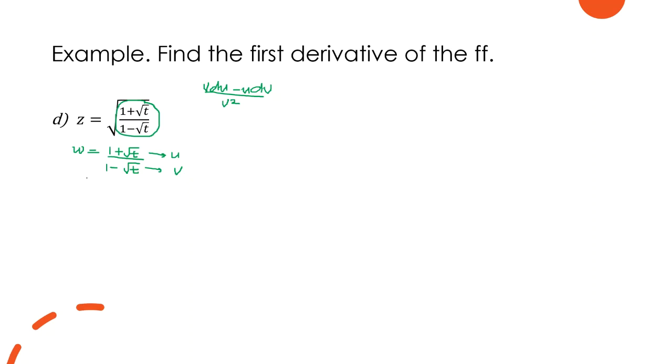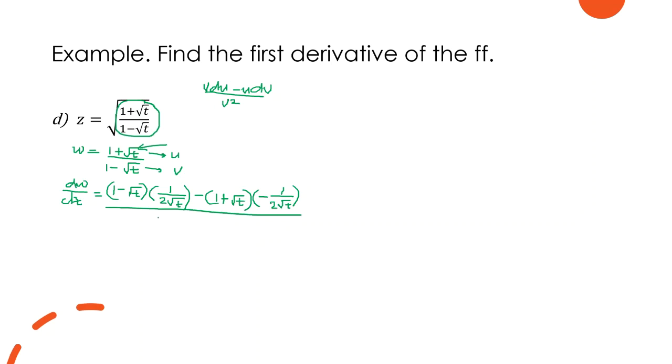So now, deriving our w with respect to t, copying the v, we have 1 minus square root of t multiplied by the derivative of our u, which is 1 over 2 square root of t. Again, this is applying the radical rule of the derivative of square root of t, minus our u, which is 1 plus square root of t multiplied by the derivative of our v, which is negative 1 over 2 square root of t. Dividing that by the square of the denominator, we have (1 minus square root of t) squared.